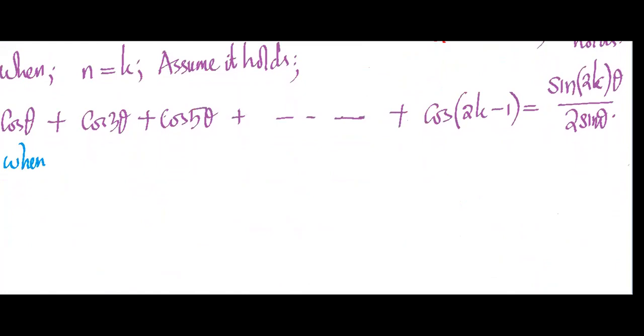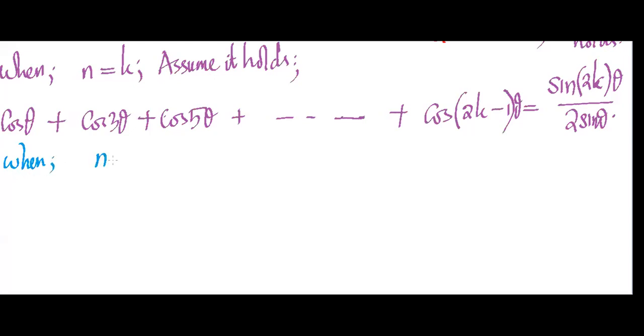So what about the theta? You're missing a theta on the cos 2k minus 1. You're right. It must have a theta attached to it here. Thank you. That's good. Now people are on.